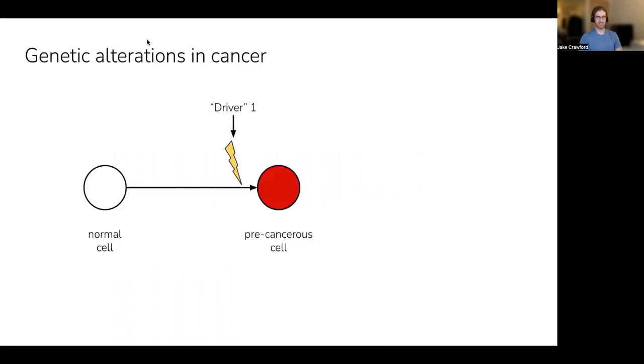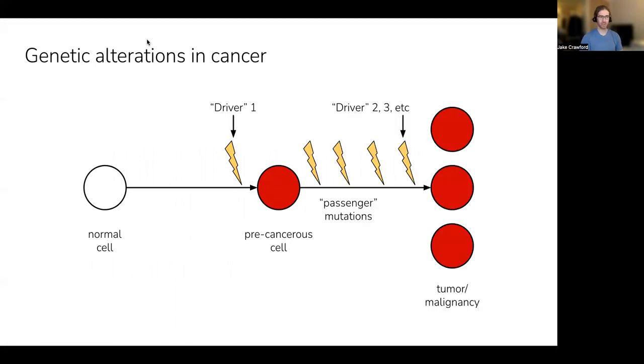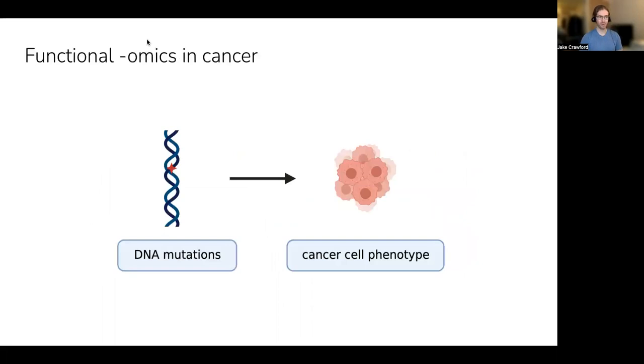So cancer is a disease of genetic alterations. Normal cells proceed towards becoming precancerous based on a single driver mutation. And then mutations start to accumulate in the cells. Some of those might be drivers that drive the cells further towards developing into a tumor or a malignancy. And some of those are just passenger mutations that don't have any real effect. And particularly in the case of the drivers that are actually driving cancer development, we can think of them in the context of cell function. So we can think of the information flow going from DNA mutations to the cancer cell phenotype.